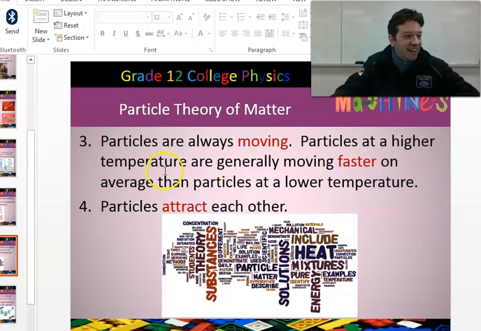So particles at a higher temperature will move faster than particles at a lower temperature. So that we know. We studied energy, and the definition of temperature, remember, is the average kinetic energy. And kinetic energy is the energy of motion. So if you have more of that, you have a higher temperature, therefore higher motion or speed. And also particles attract each other.